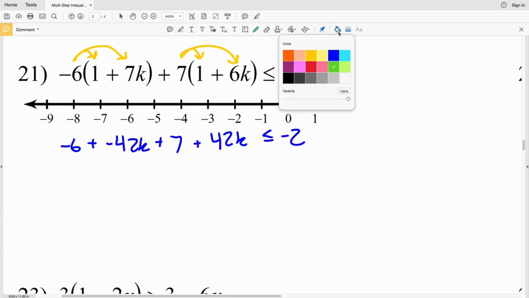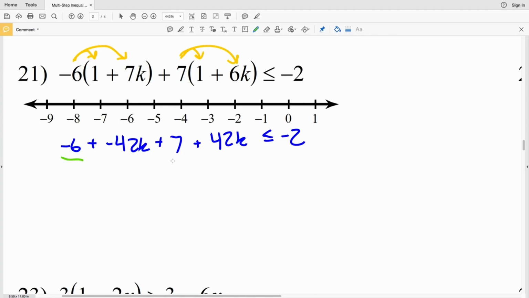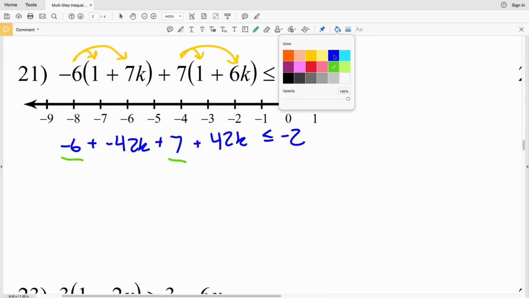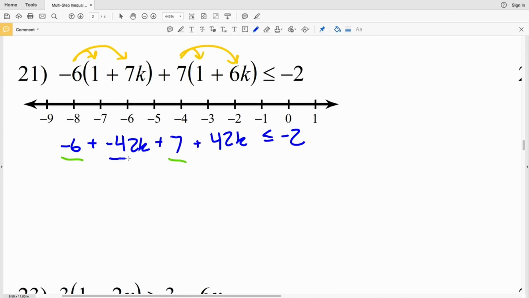Now I'll go ahead and combine like terms. I'm going to combine the negative 6 and the 7, and I'm also going to combine the negative 42k and the positive 42k. Negative 6 plus 7 is a positive 1, plus negative 42 plus 42 is 0k. So that's just going to be 0 is less than or equal to negative 2. When I simplify this, I'll get that 1 is less than or equal to negative 2.